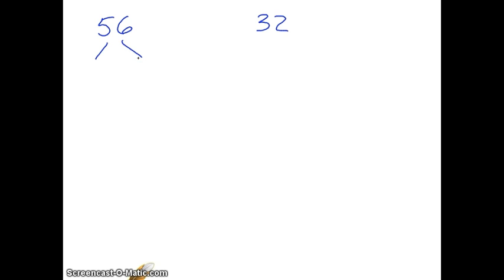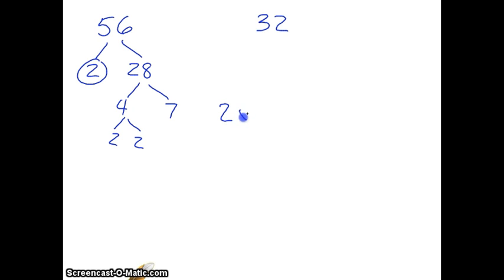So 56, we could do 2 times 28. 2 is a prime number. 28 can be broken into 4 and 7. 4 is 2 and 2, which are prime. So the prime factorization of 56 is 2 times 2 times 2 times 7.